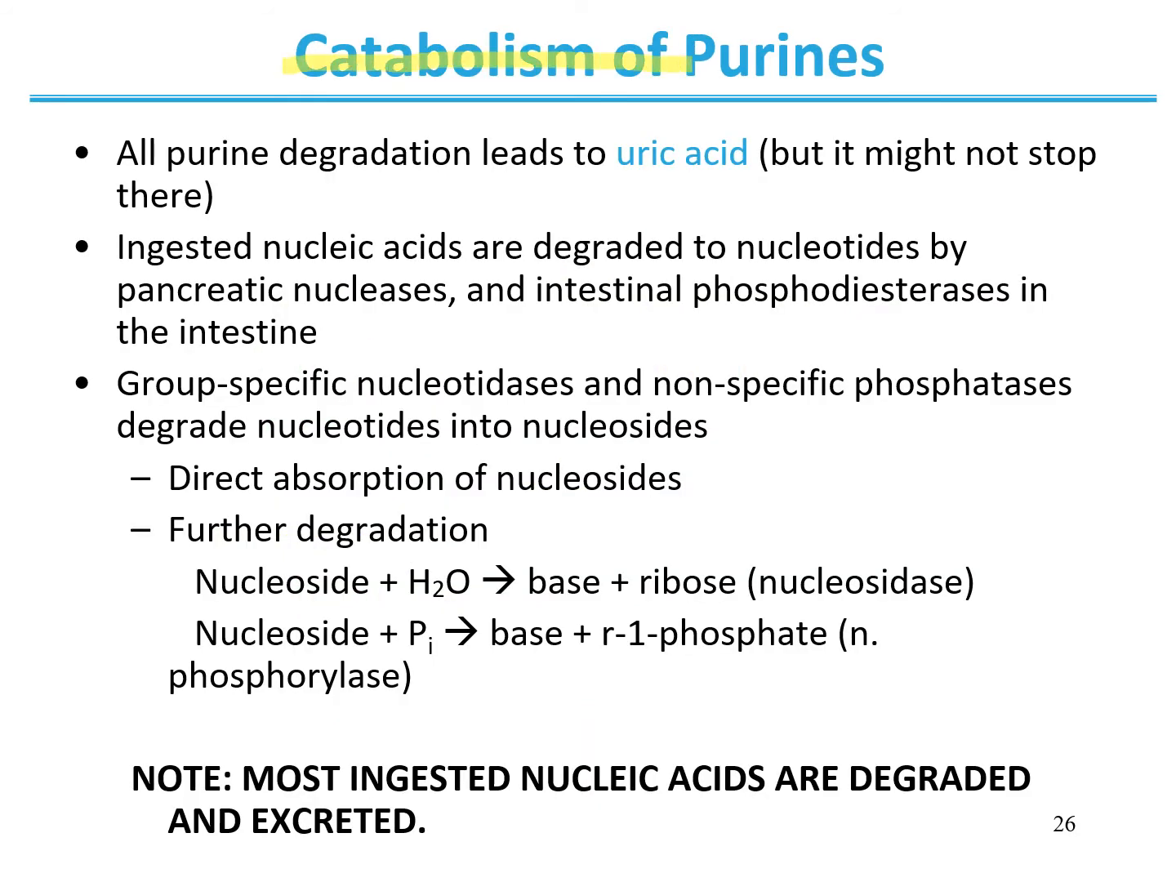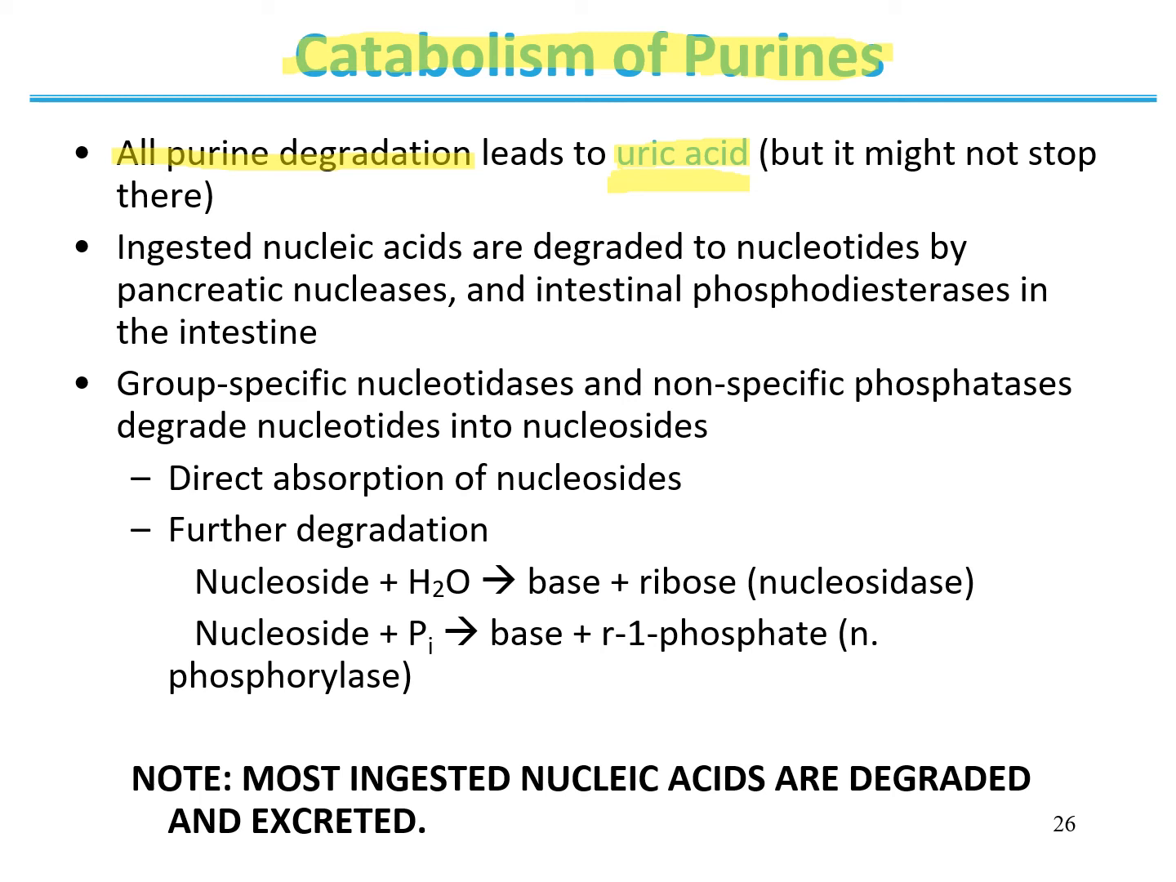There's some general summary, or you can say the overview of the catabolism of the purines. So all the purine degradation always leads to one product, which is uric acid. Uric acid can be the final product, or it can go on further, but the most common final product is uric acid. Sometimes we can convert the uric acid into some other products as well, but mostly the catabolism of purine stops at this molecule, which is uric acid.